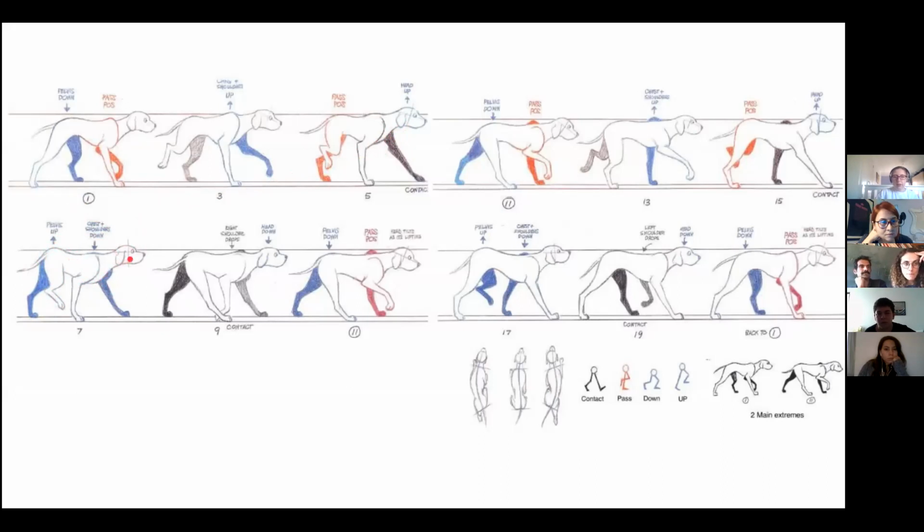But you can see the head is still up and that goes down two frames afterwards.